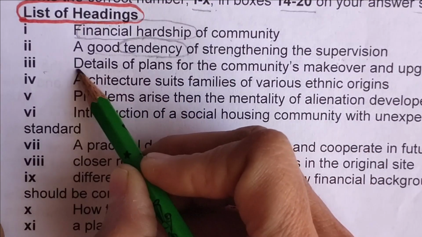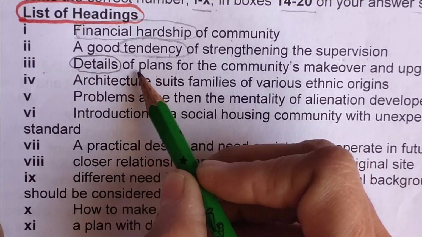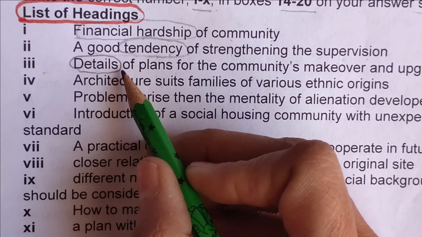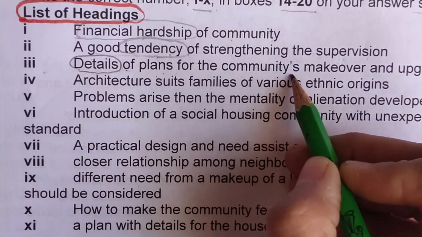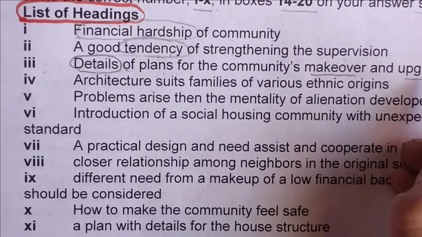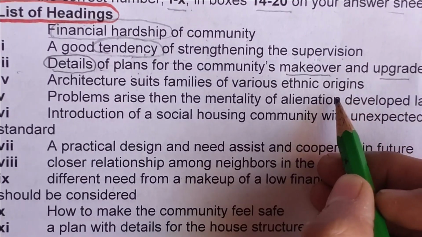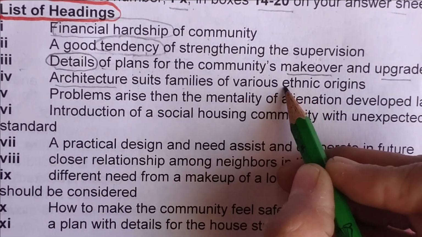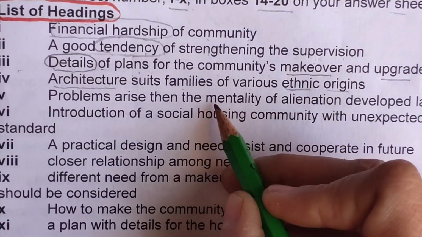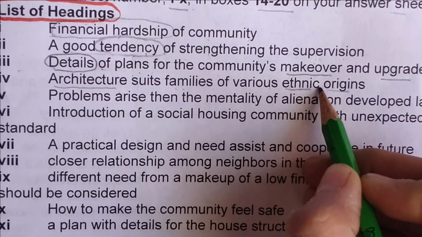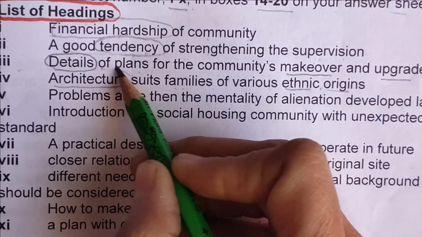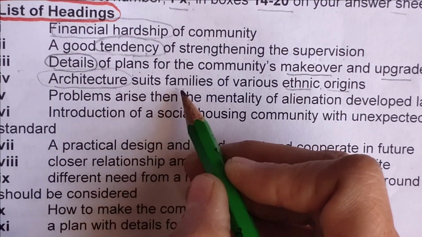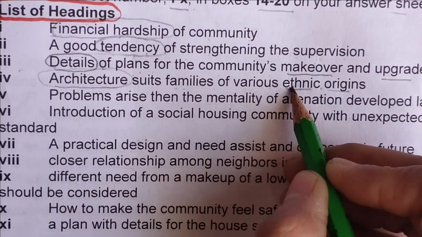Details of plans, okay, detailing of some plan, like we are writing some details in report writing task 1. Details of plans for community makeover and upgrade. Okay, so makeover and upgrade. Now the fourth number, architecture suits families of various ethnic origins. Okay, architecture, designs and all, wherever it is just adjusting to families relating to these origins.